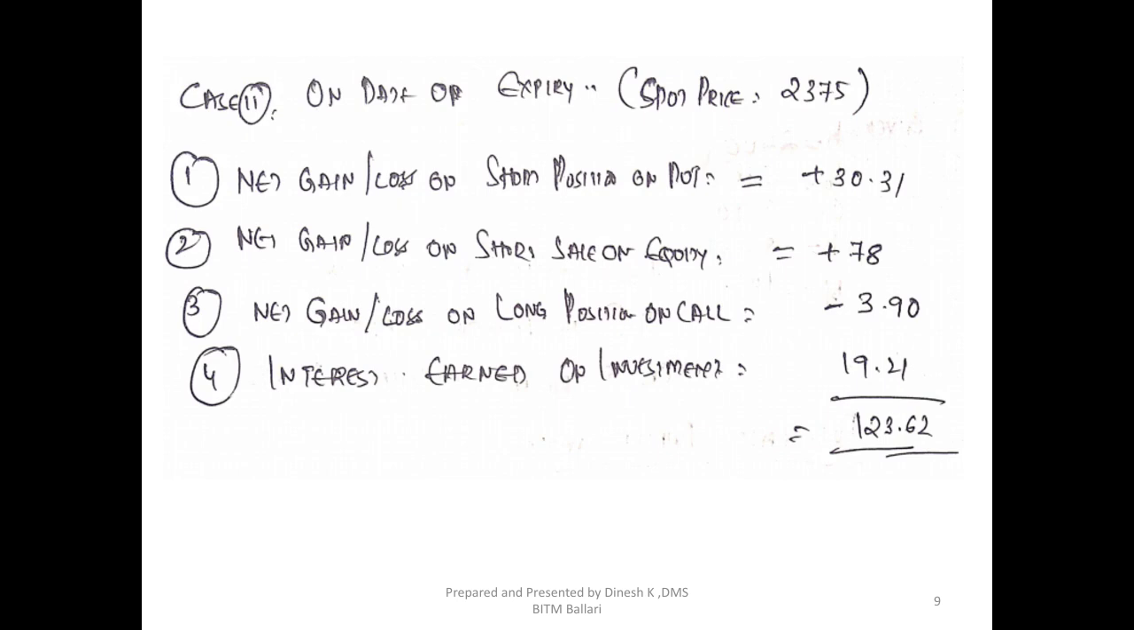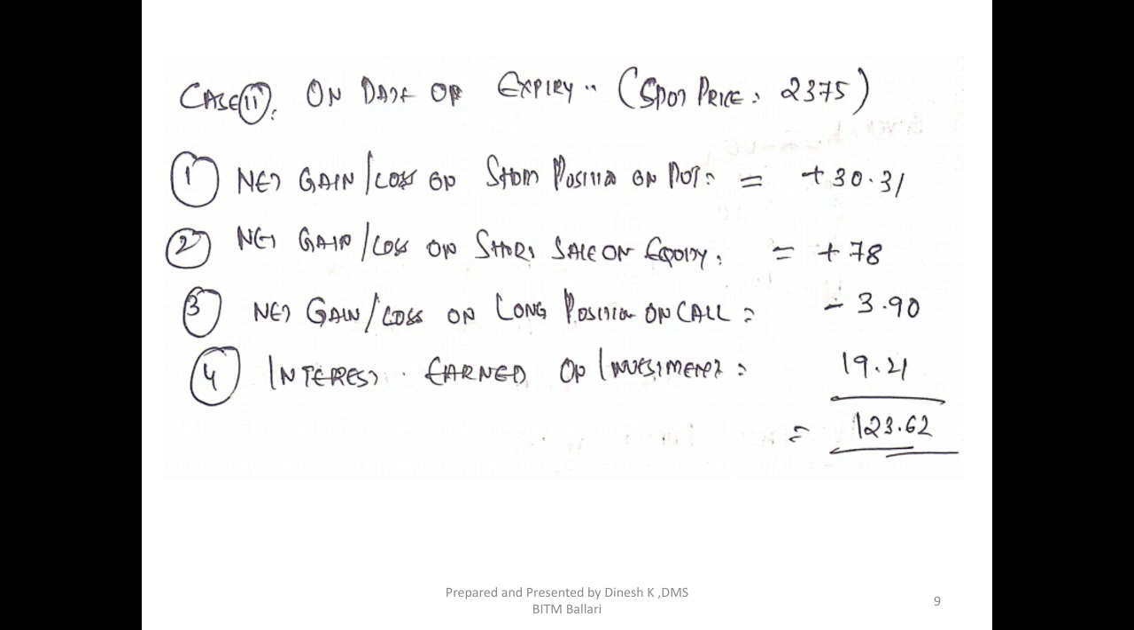Right. Similarly, in case 2, if I take into consideration the closing price of the stock on the date of expiry, that is on the 28th day, as 2375, what would be my gain or loss for the position? So I have taken a short position on a put option, right? So I'll be making a gain of rupees 30.31, right? How is that? I'll be making a gain of 30.31.